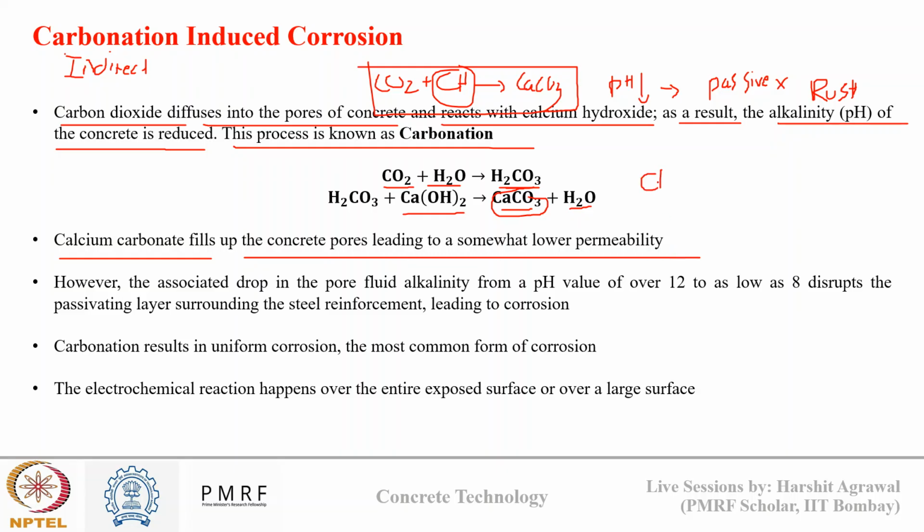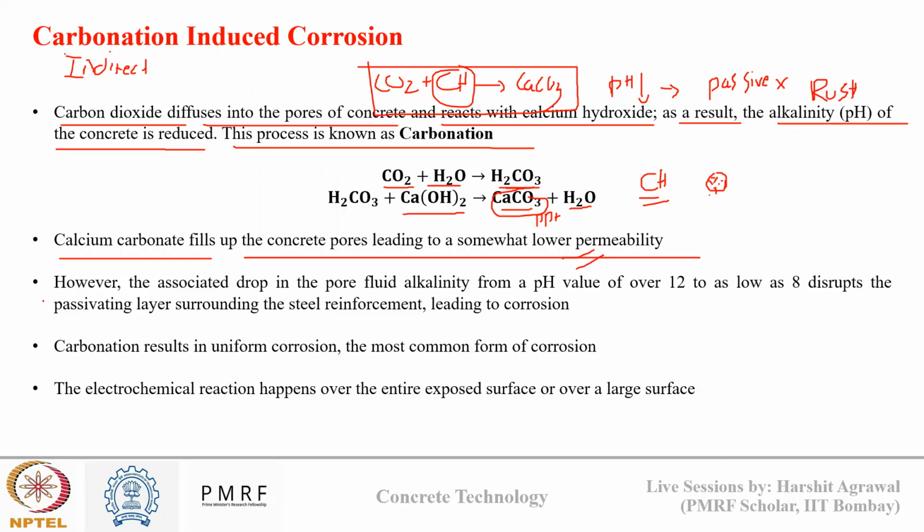So CH was a waste product for me inside concrete. However, CaCO3 is a precipitate. So suppose inside the pore some precipitation has happened. What will happen? The pore will fill up, and if the pore fills up, it will reduce the permeability of the concrete.